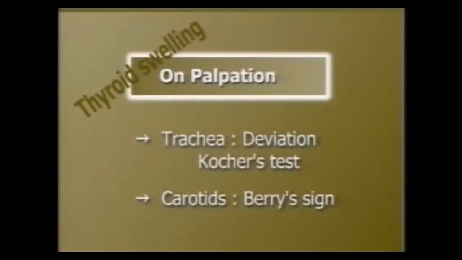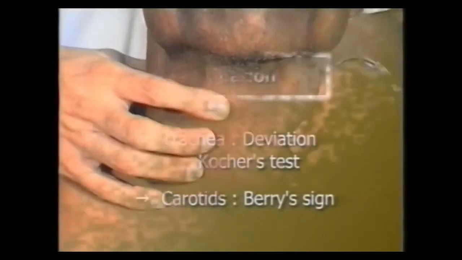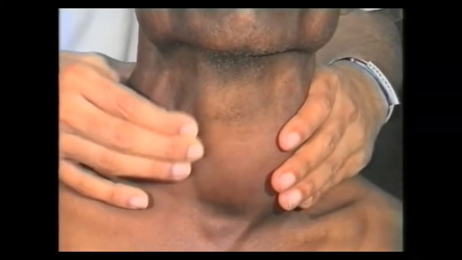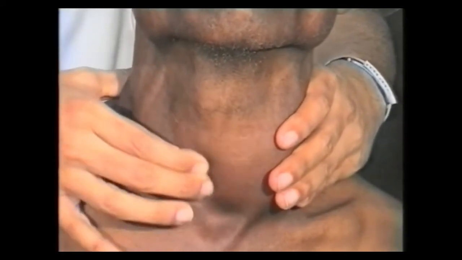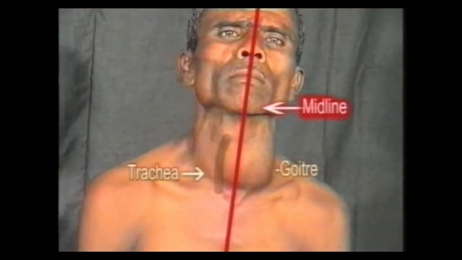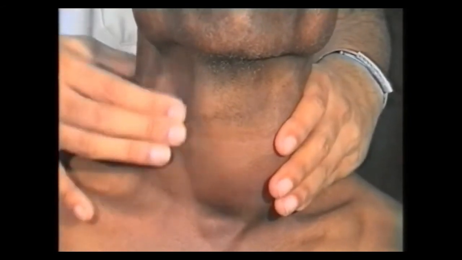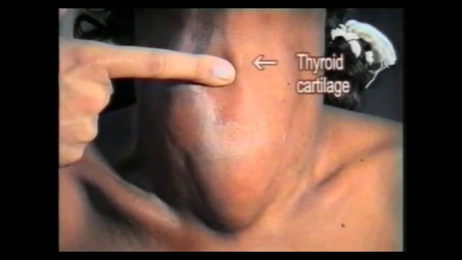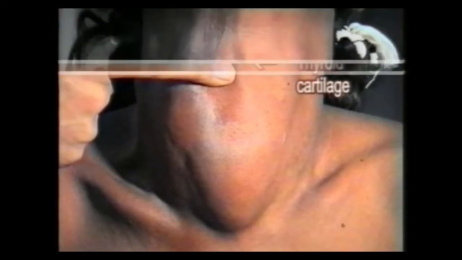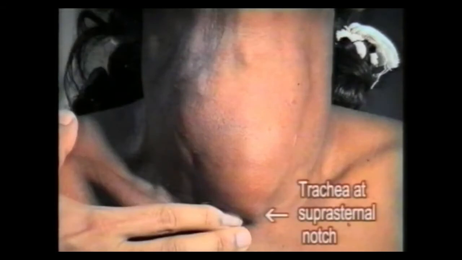Now palpate for the trachea and carotid pulsations. To palpate the trachea, first note the position of the larynx and palpate the trachea downwards. In this unilateral left-sided goiter, the trachea can be felt along its length and its displacement to the opposite side can be easily appreciated. In a bilateral goiter, the trachea may be difficult to feel. So note the position of the larynx and the position of the trachea over the suprasternal notch to get an approximate idea of the position of the trachea.